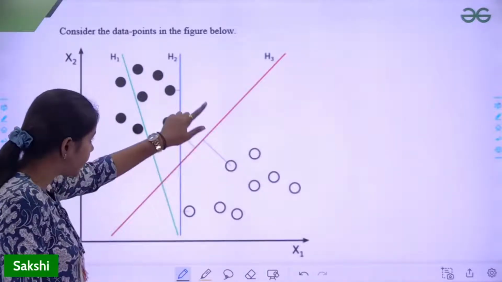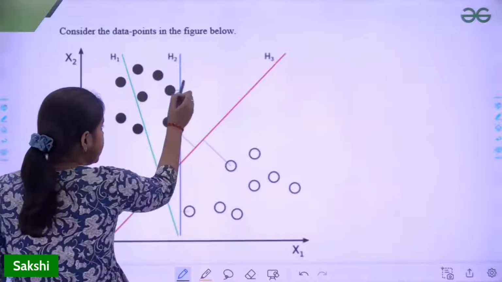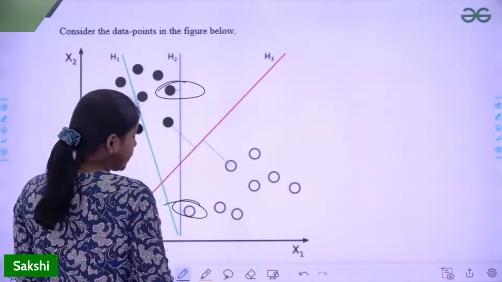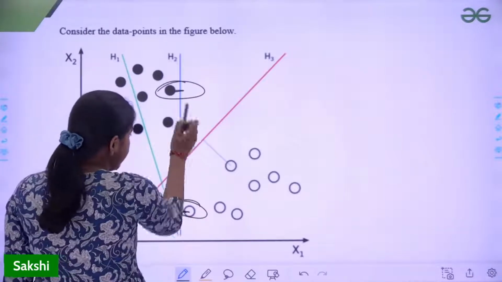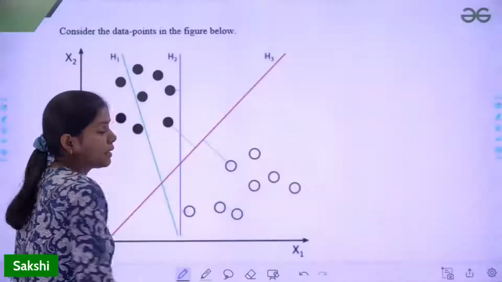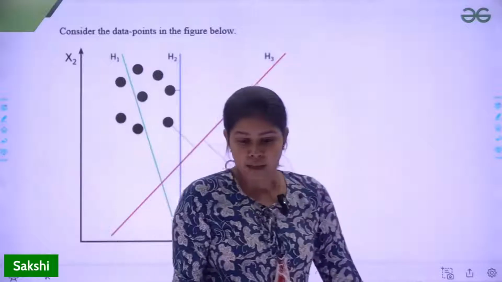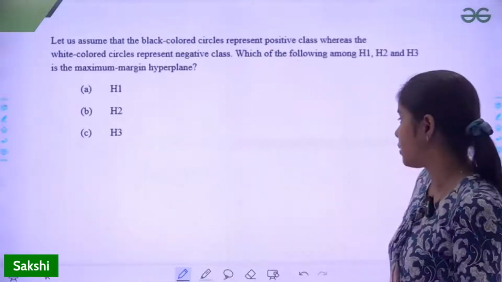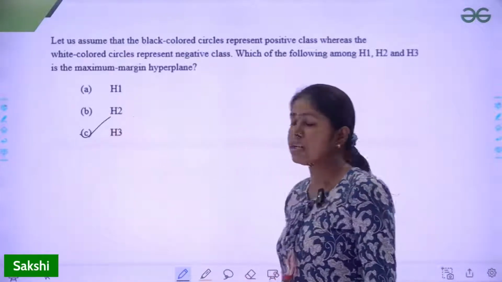So I'll not take H1 into consideration. But if I see H2 and compare H2 and H3, the distance H2 has from these points is this much only, right? But if I talk about H3, this is a distance, this is a distance. So I can say that H3 is my maximum margin hyperplane. So option C is correct, maximum margin hyperplane.